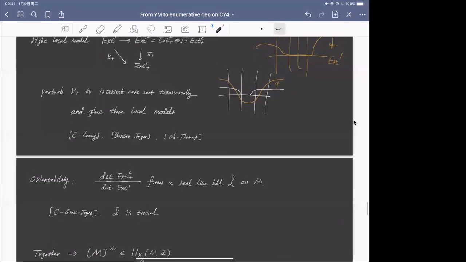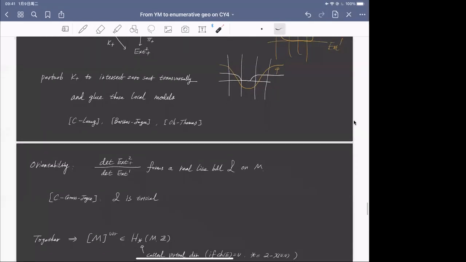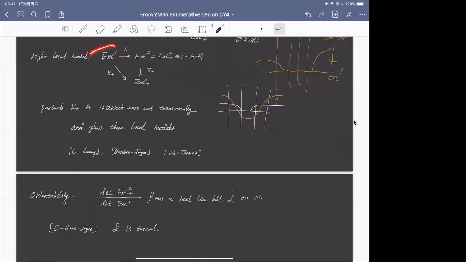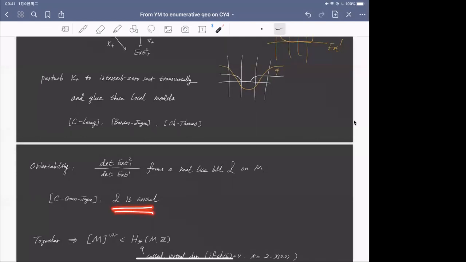So the next is the orientability issue. We consider the super determinant of this deformation obstruction. So we have x1, x2 plus. Basically, we consider the determinant of the target over the determinant of the domain. At each point, this is a line, but by family index theory, this forms a real line bundle on the moduli space. So the point is that we need to show that this is a trivial line bundle.